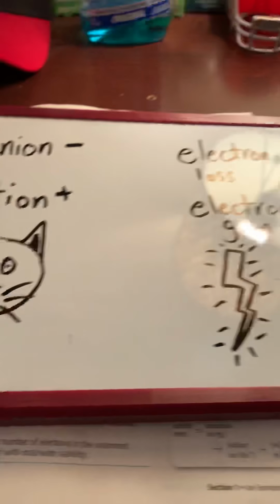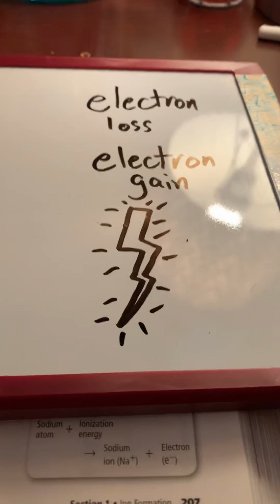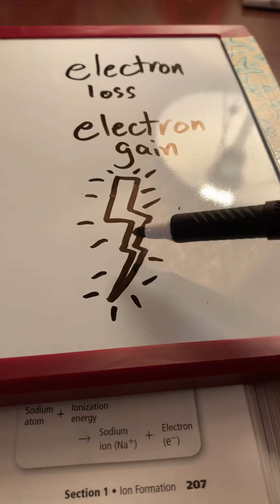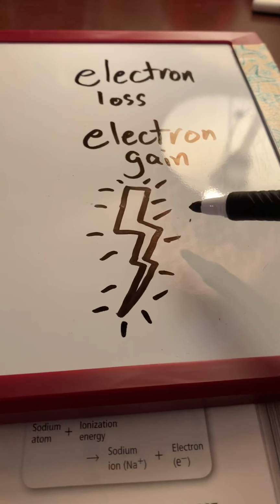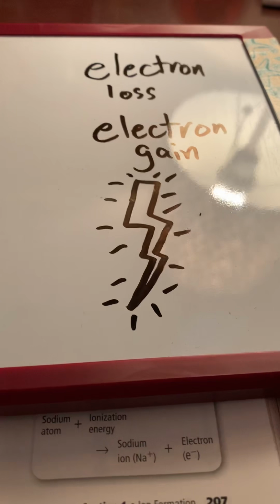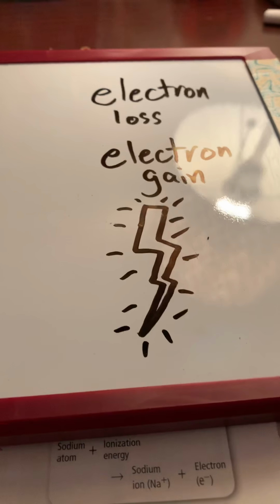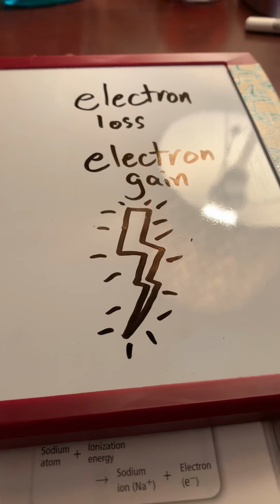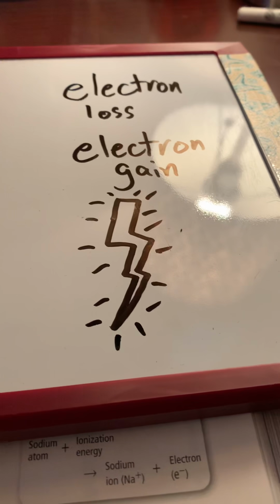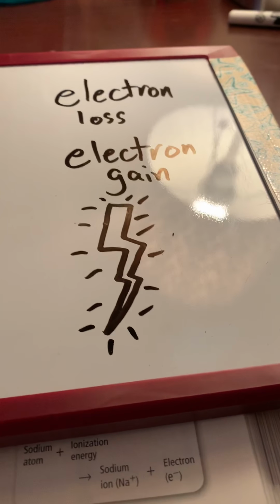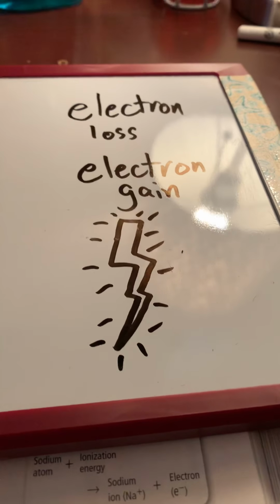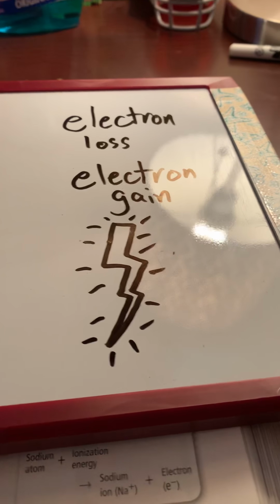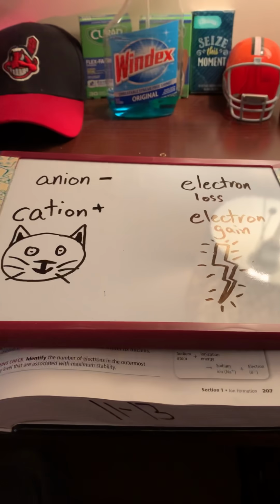So now we have to think of which is electron loss and which one is electron gain. We know electrons, they make electricity, so you get this cool little lightning bolt here. But they have a negative charge. Electrons have a negative charge. So if we add an electron to an atom, it's going to have an overall negative charge as opposed to neutral. If an electron leaves that atom, you'll actually have a positive charge because you'll have more protons than electrons then.